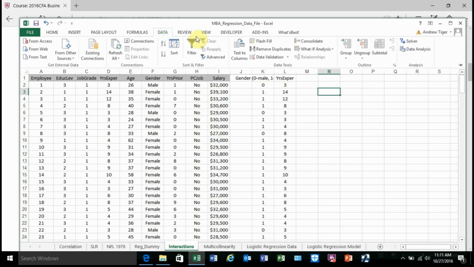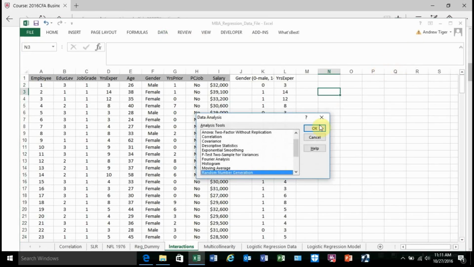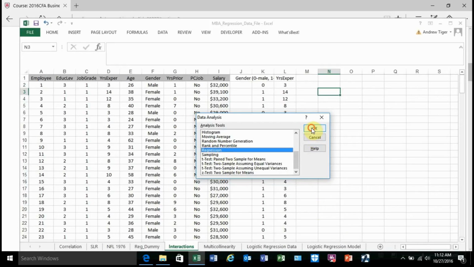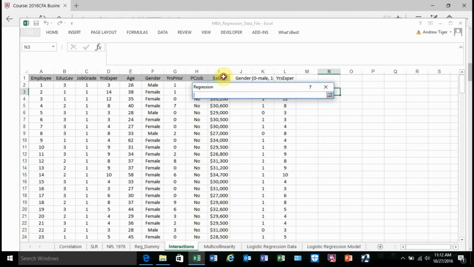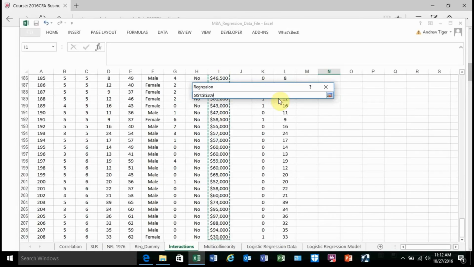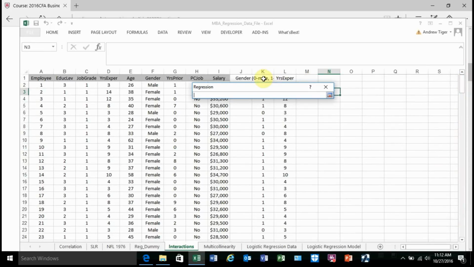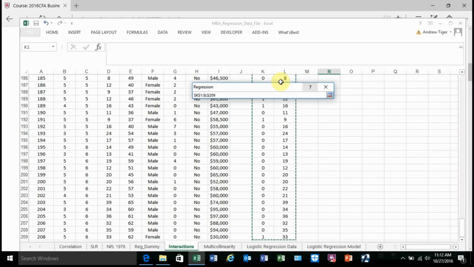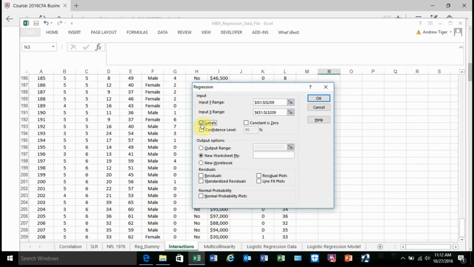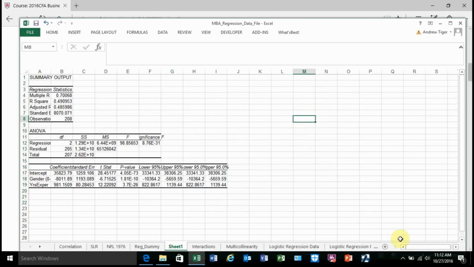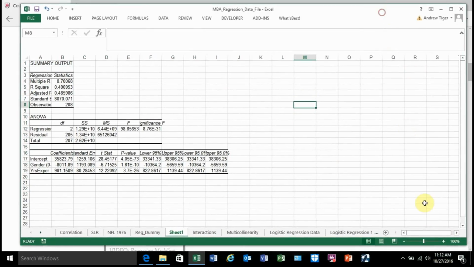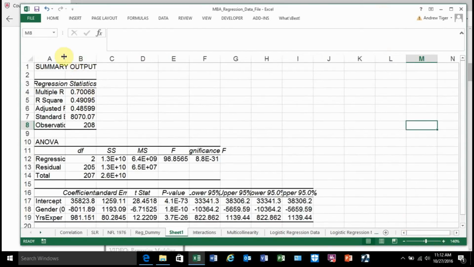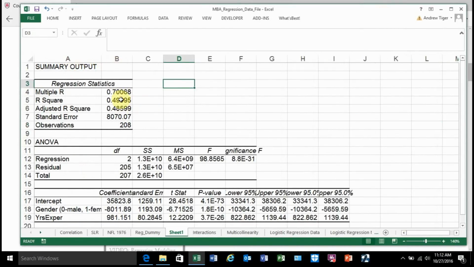Okay, so let's go build a regression model. And my Y range is going to be my salary. And my X range is going to be my gender and years of experience. Labels in the first row, I'm going to generate a new worksheet. So there you go, there's a model. And it's a decent model. The R-square is 0.49 and everything is significant.